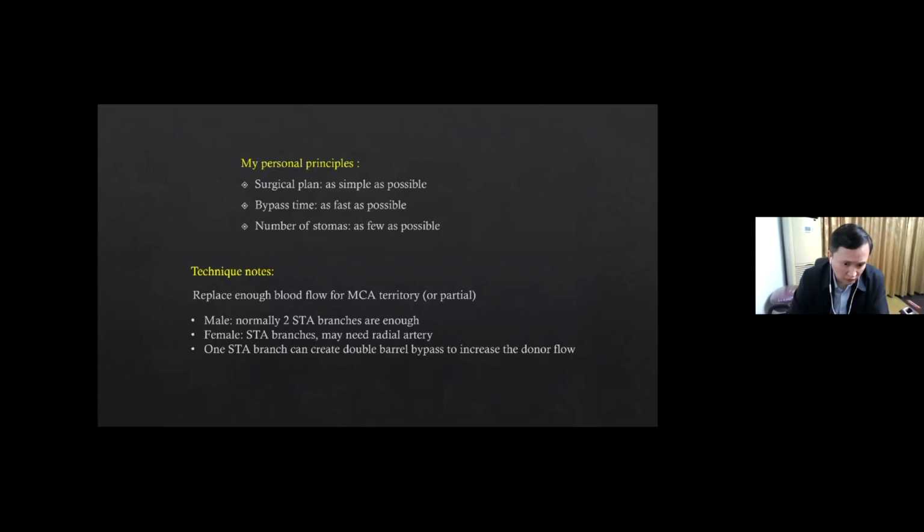Replace enough blood flow for the MCA territory, or partial replacement. For the male patient, normally 2 STA branches are enough to replace the whole MCA territory. For the female patient, normally the STA is quite small. If it's smaller than 1.8 millimeters in diameter, we should combine with the radial artery graft. Sometimes we can use 1 STA branch to create a double bypass to increase the donor flow.